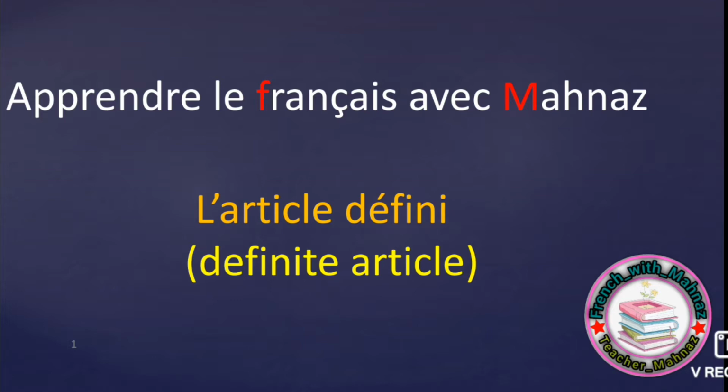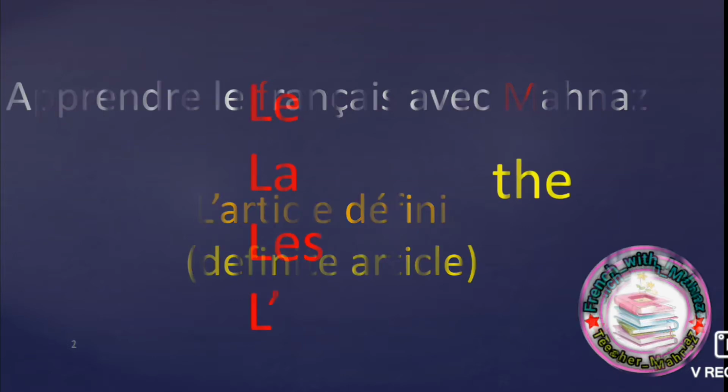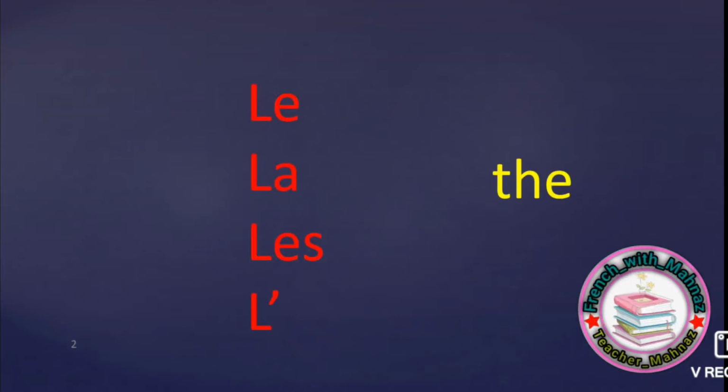Today we are going to talk about definite article, l'article défini. What is a definite article? It's actually the in English. But you should pay attention that in French we use it quite often. When we are talking about a thing like car or house, you need to use it with a definite article. But we talk about it in details later.